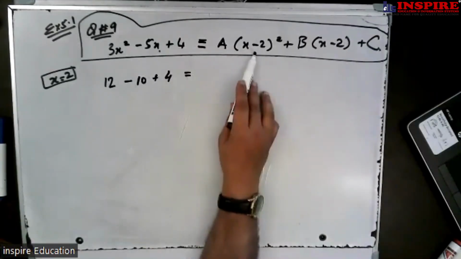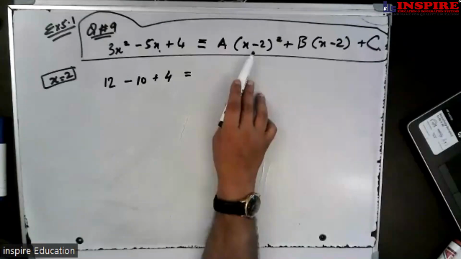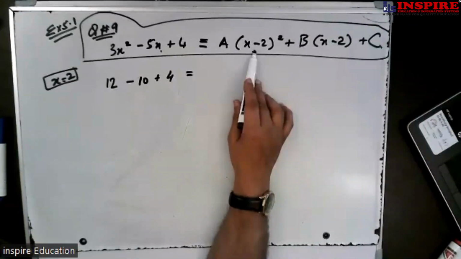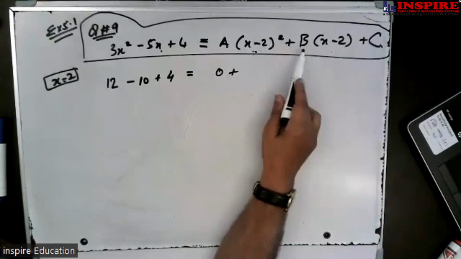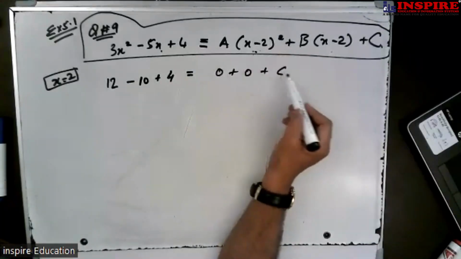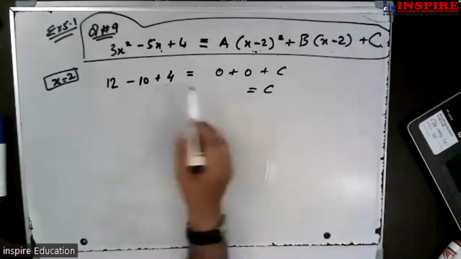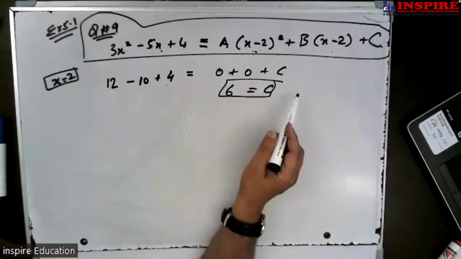When I plug in a 2 here, 2 minus 2 becomes 0. Why did I take 2? For the reason that I wanted to eliminate the a and the b. So when I take x as 2, this becomes a 0, 0 squared is a 0, 0 into anything is 0, and this becomes a 0 and 0 into anything is 0, and we get c as 12 minus 10 is 2 and 4 is 6. Congratulations. Any question?